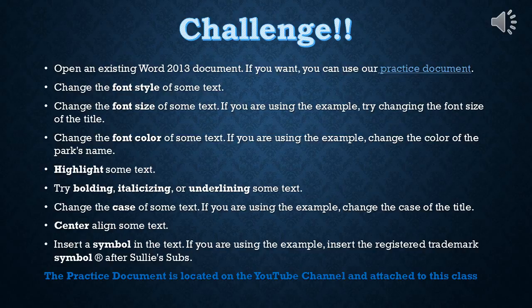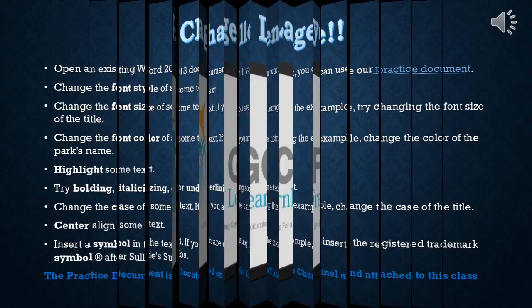Center align some of the text. You can insert a symbol. If you're using the practice document, you can insert a registered trademark symbol, and it looks like that R with a circle after Solly's Subs. So this is a really great challenge for you to be able to understand formatting text, alignments, and things along those lines. So why don't you go ahead and give that a try?